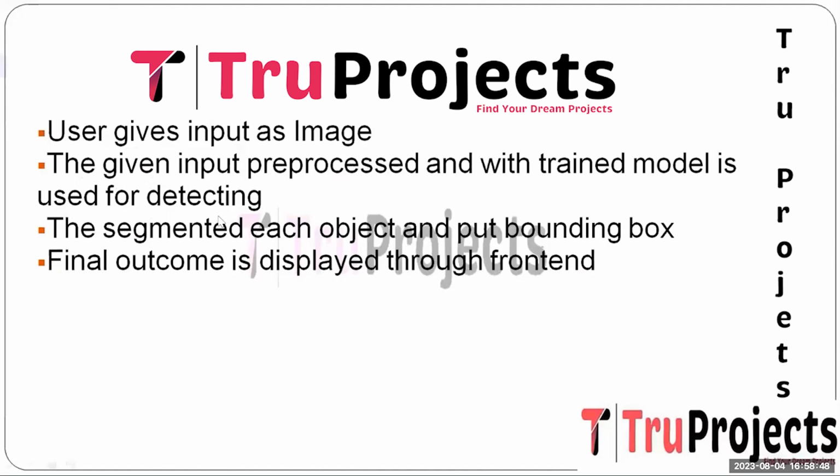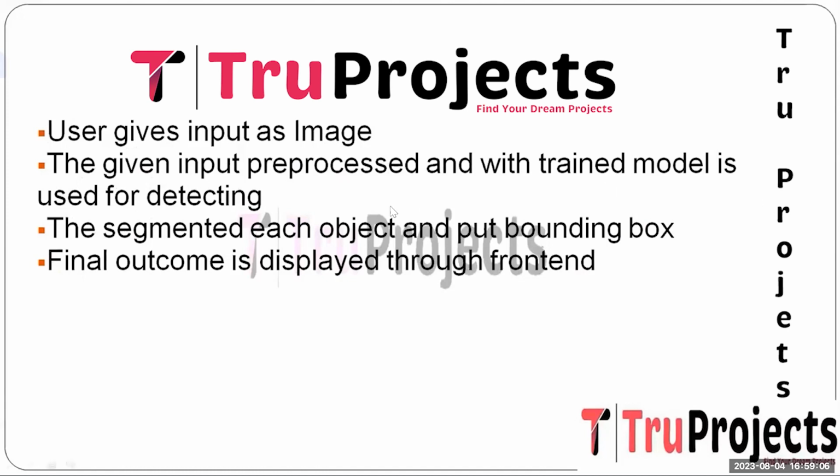And the next step is that the given input is processed and the trained model is used for detecting. Pre-process the user-provided input image, apply the same pre-processing steps used during training, then utilize the trained model to detect the shadows, highlighting their presence and location within the image.